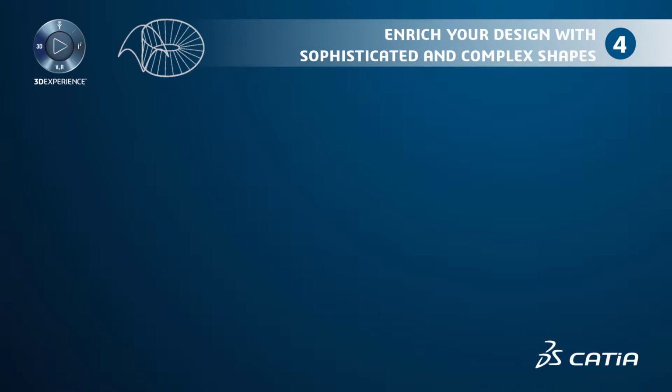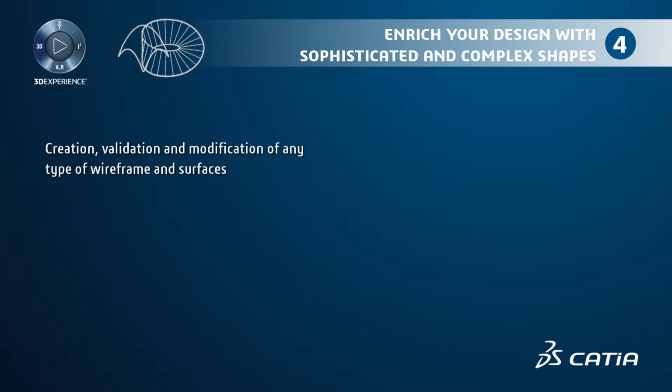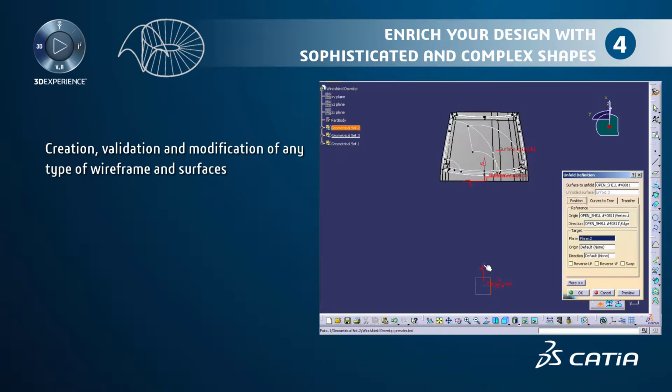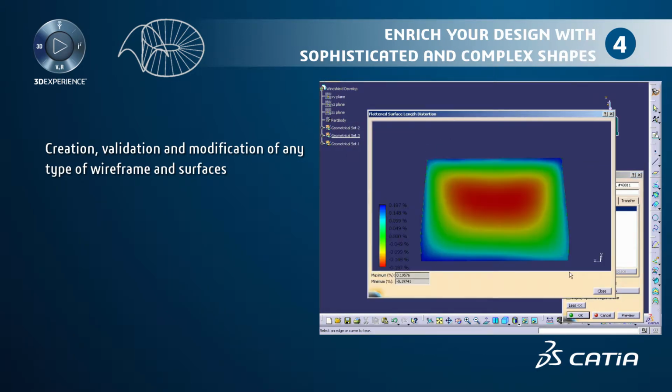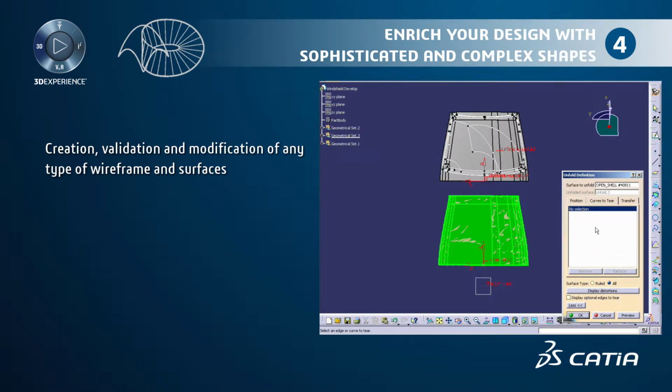Catia delivers a set of innovative products for creation, validation, and modification of any type of wireframe and surfaces. Thanks to Catia's developed shapes, you can quickly and easily unfold any type of freeform surfaces and develop curves on revolution surfaces. You can also define an associative flattened pattern from 3D models for manufacturing.